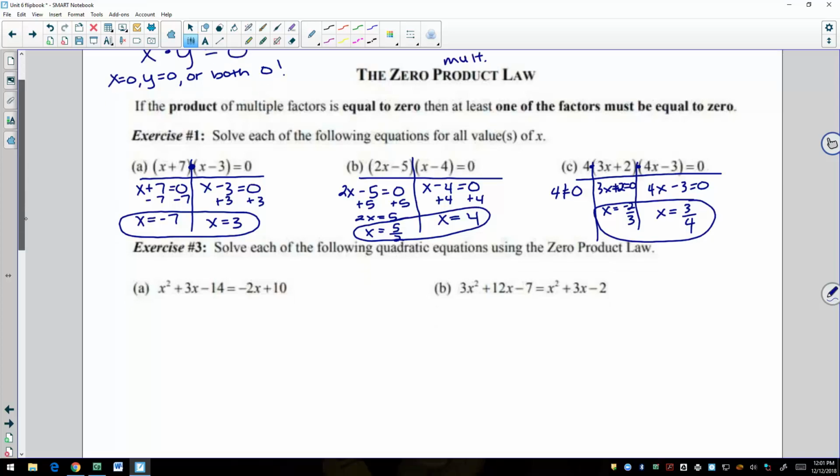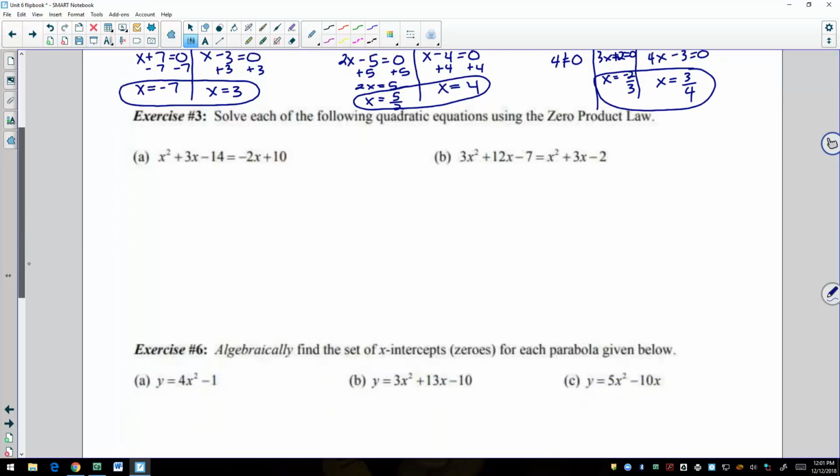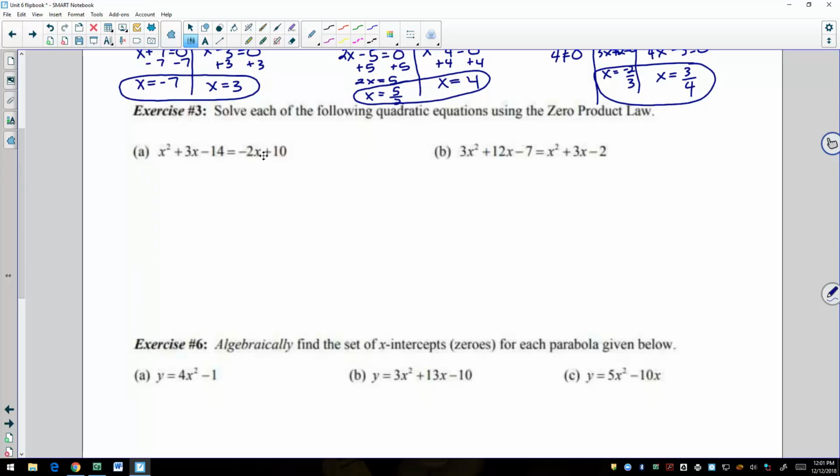Okay, so now the following questions, you're going to have to use the zero product rule or law, but you have to first factor it yourself. So in order to start factoring, you need to actually get everything onto the same side first of the equal sign, and you need to get it equal to 0 before you can start your factoring. You want to make sure the x squared stays positive. So since it's positive on the left side, I'm going to move everything on the right side over. So I'm going to add the 2x over to the 3x, so that's 5x. And then I'm going to subtract the 10 over to the -14, so that's -24.